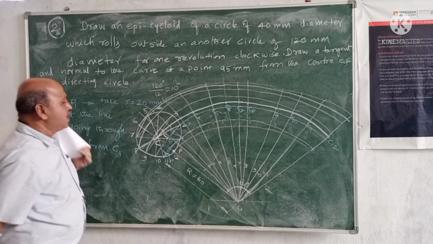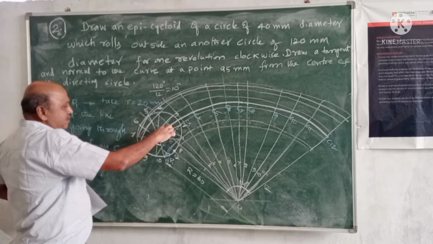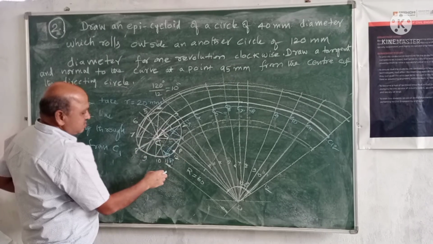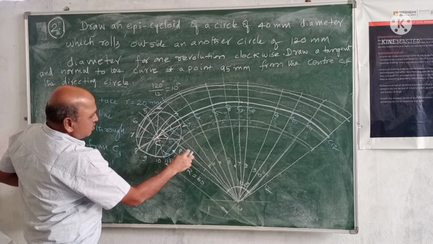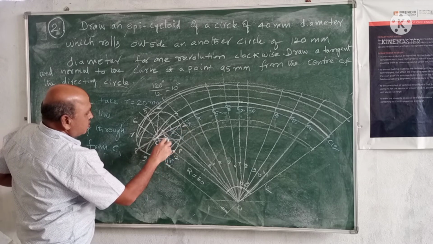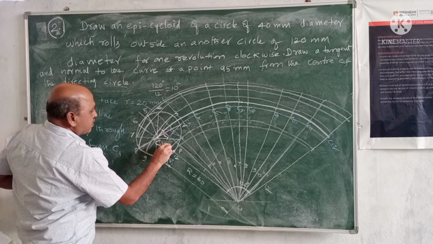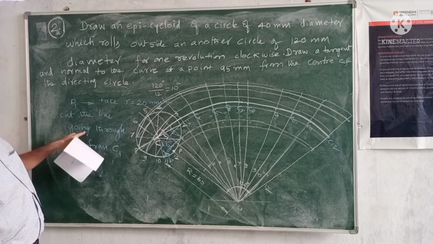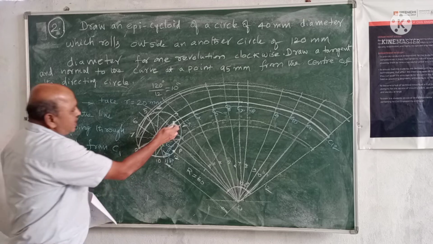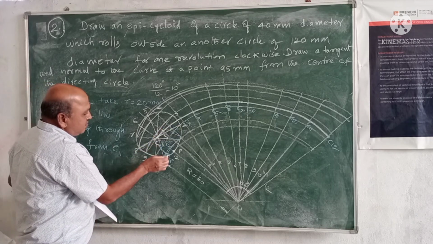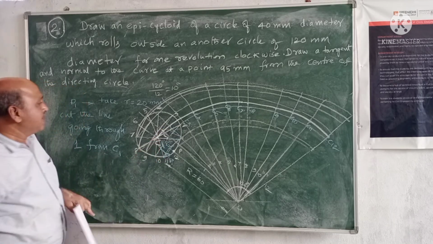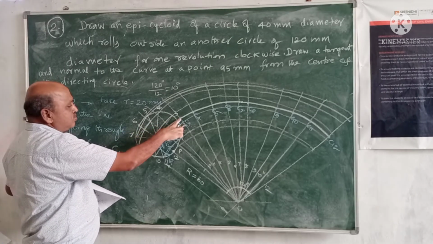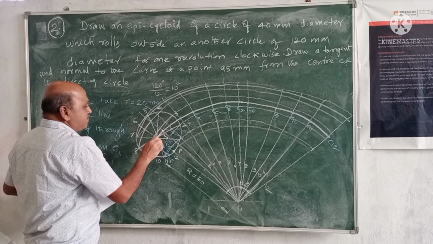This is P1. Now P2. Take the distance R equal to 20 from C2. Cut the line which is going through 2. This is the line which is going through 2. So somewhere here we are getting P2. Then P3. Here R equal to 20. Cut the line which is going through 3. This is the line which is going through 3. Somewhere here we are going to have it.